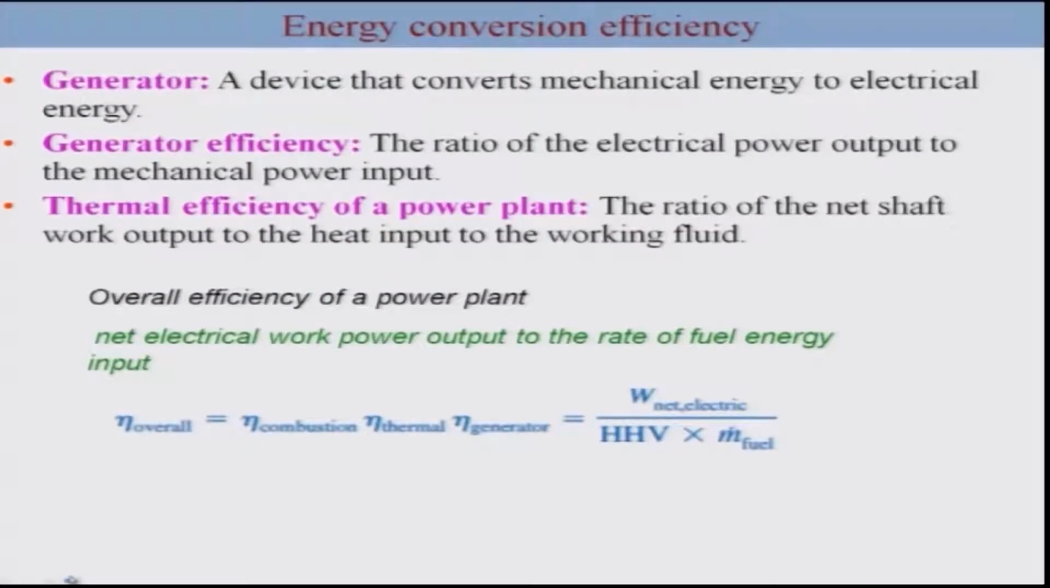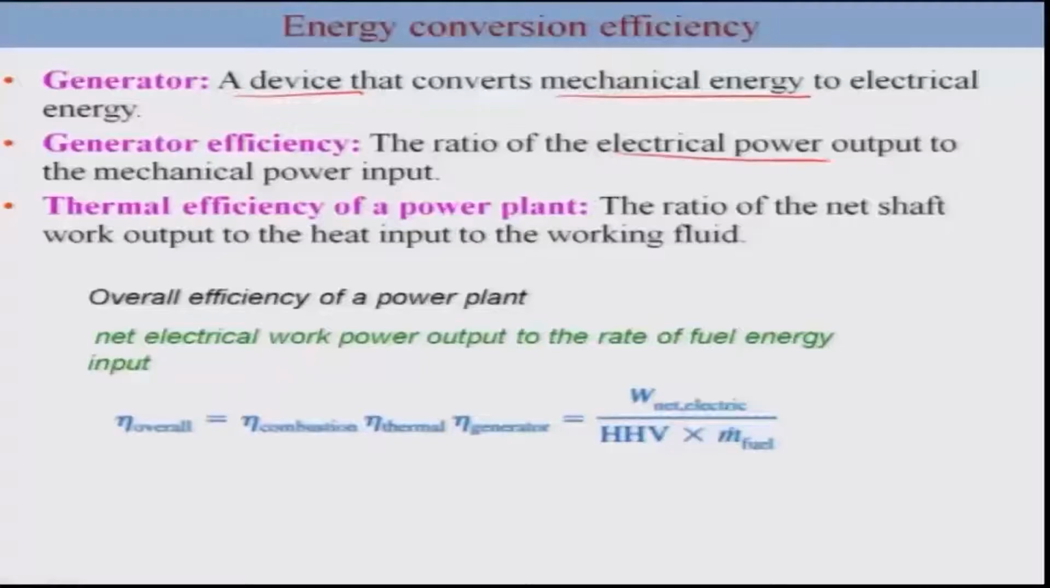So let's further look into more efficiencies. What about a generator? A generator is a device that converts mechanical energy to electrical energy. It gets shaft work as output from the turbine and converts that into electrical energy. And how are you going to define the efficiency of a generator? It's the ratio of electrical power output to the mechanical power input.